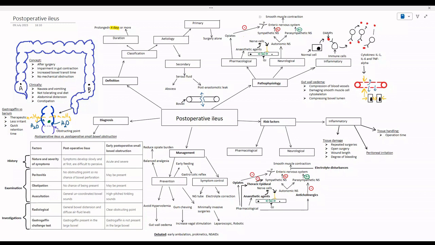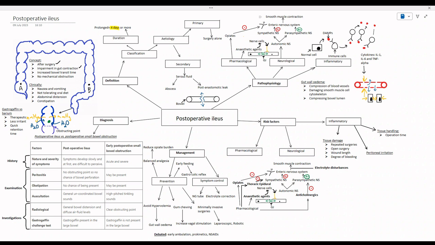So post-operative ileus, the first word is post-operative. So we know it's a complication that we have after surgery. And in particular, abdominal surgery will give you the highest chance of developing post-operative ileus. The second is the term ileus. So ileus refers to an impairment in gut contraction. So post-operative ileus is a surgical complication where the gut isn't able to contract effectively.